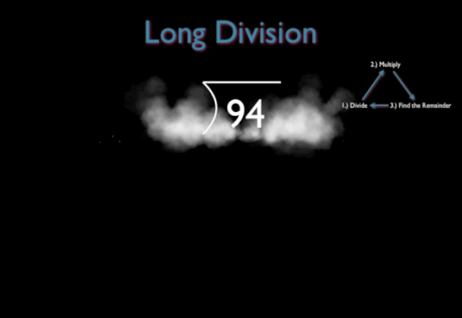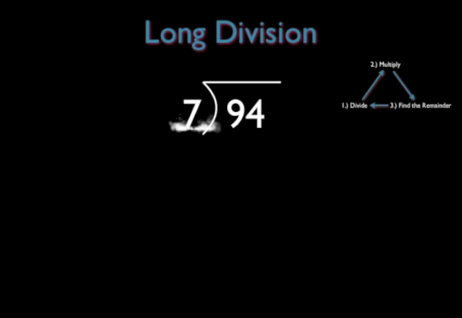I'm going to keep the diagram right over here. I like the diagram because it reminds me that once I've found the remainder, I may have to go back and repeat the process again. I'll keep the diagram right over here throughout the movie. Let's look at an example. We're going to take the number 94 and divide it by 7.